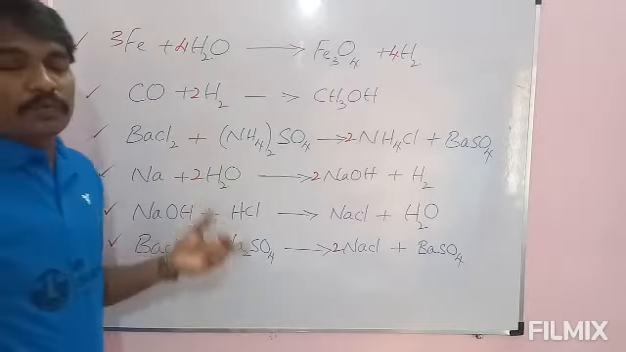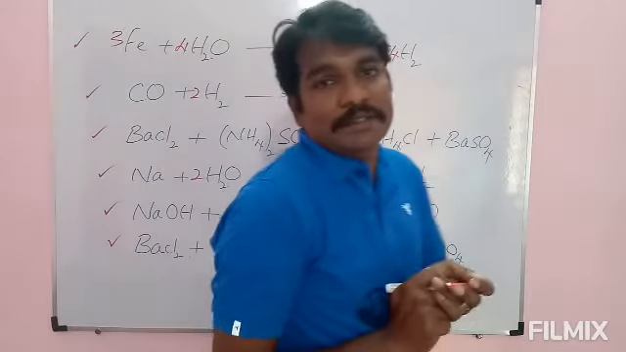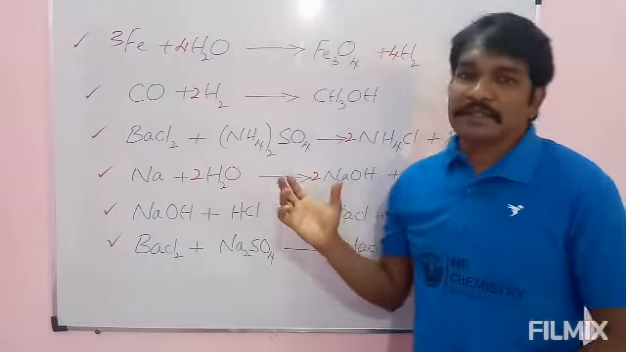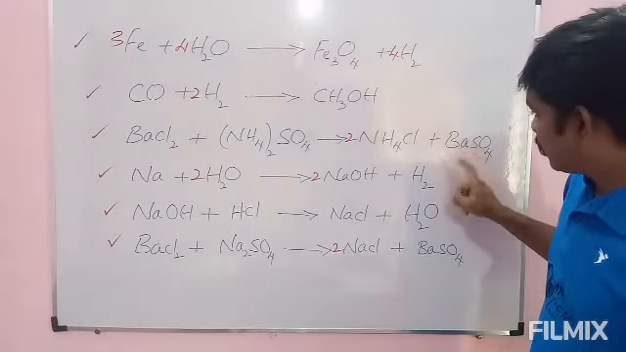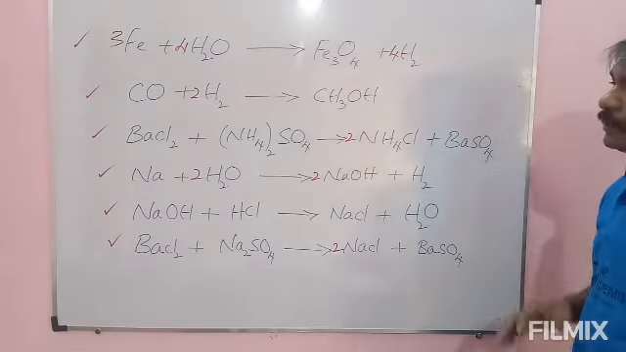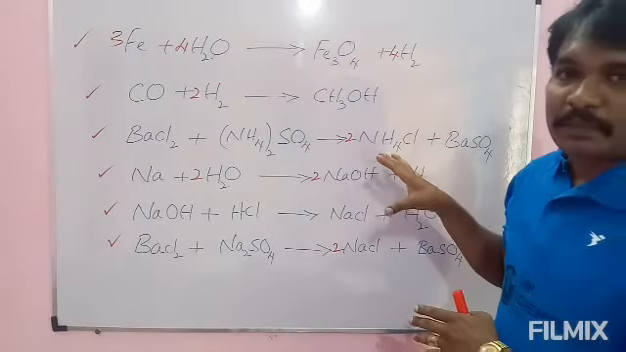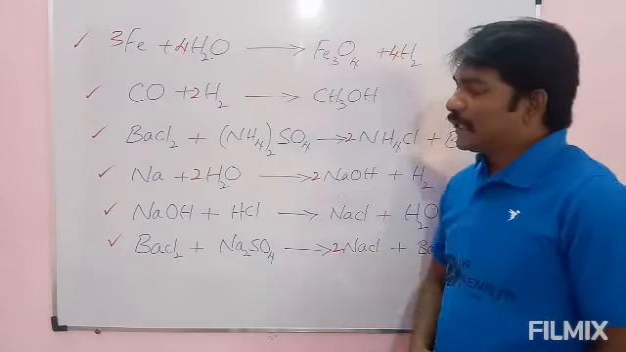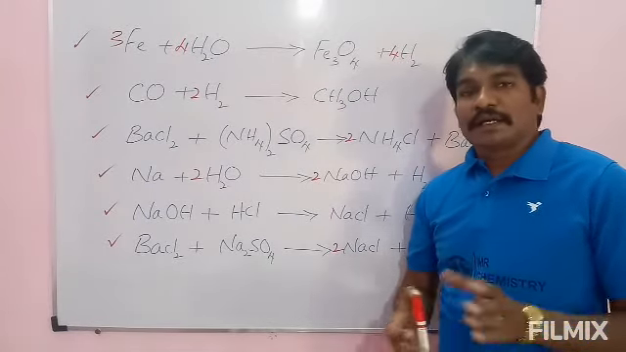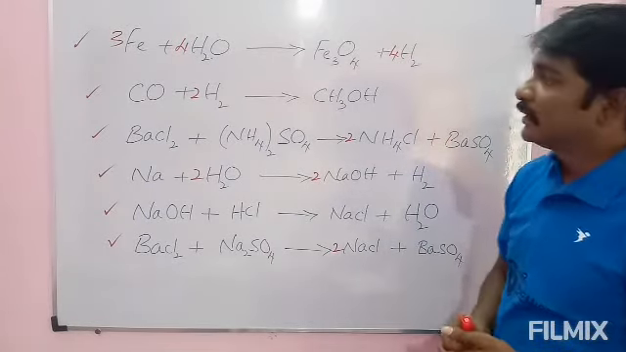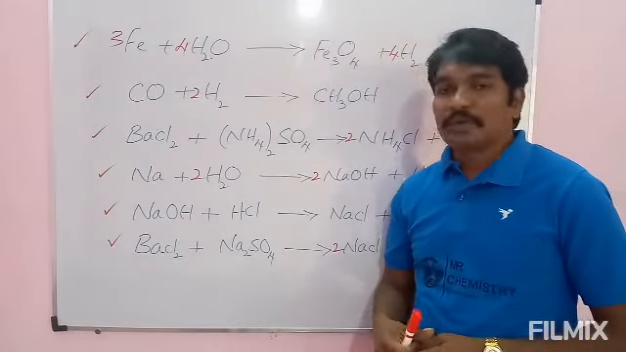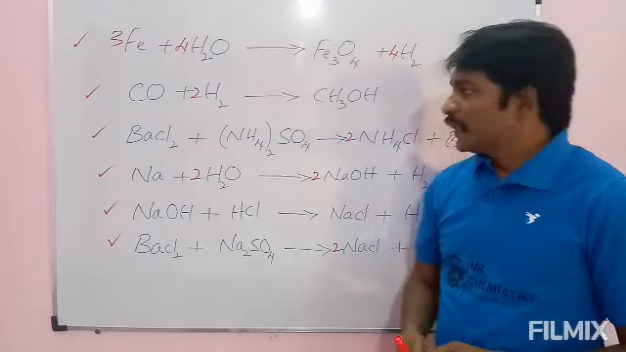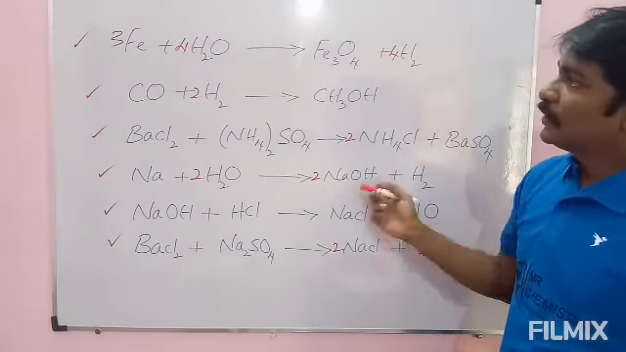Here I just focused on balancing the equation, not on the physical states and the upward arrow mark for gases and downward arrow mark for insoluble precipitate. I did not focus on that part. I just focused on balancing the equation. Okay, and I hope you understood how to write an equation using symbols and formulae, how to balance the equations, and how to write physical states.